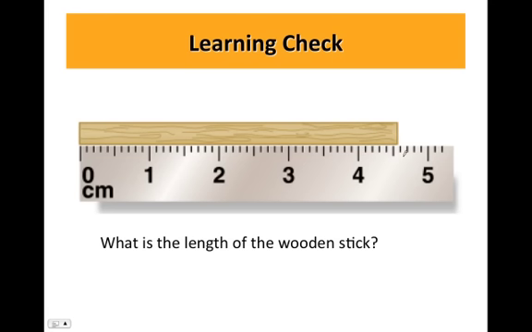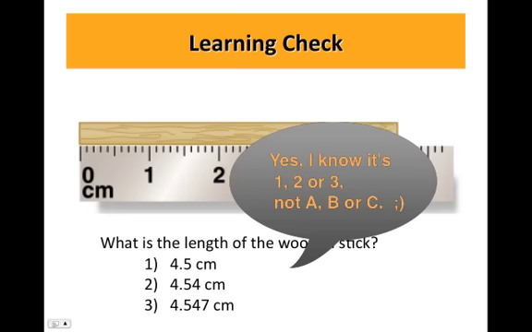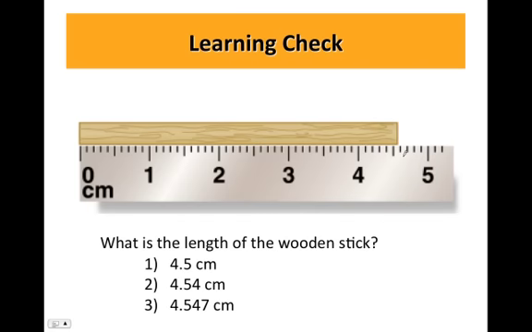What is the length of the wooden stick? Go ahead, pause, and take a guess. Welcome back. Is it A, 4.5 centimeters, B, 4.54 centimeters, or C, 4.547 centimeters? Well, the key is that you can only guess one digit. I know it's 4.5, I don't have to guess that, but it's that 4 that I have to guess. This would have two guessed digits, so this cannot be the answer. So the answer might be 4.54 centimeters.